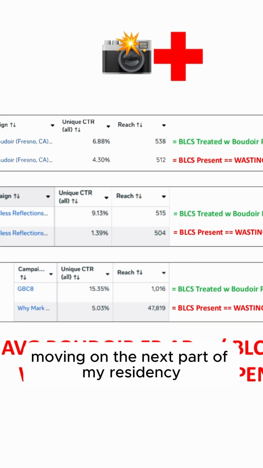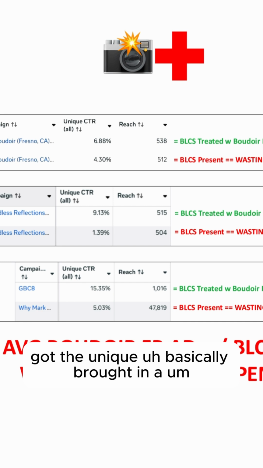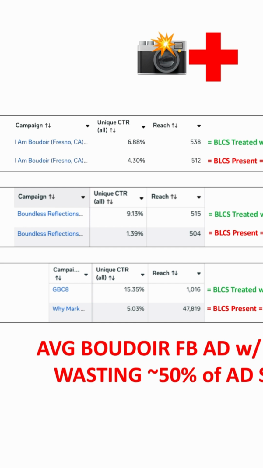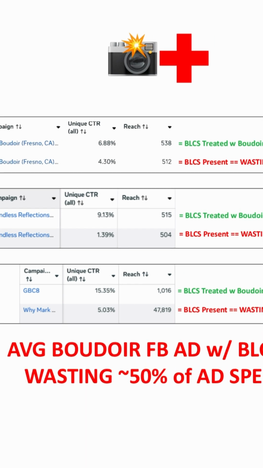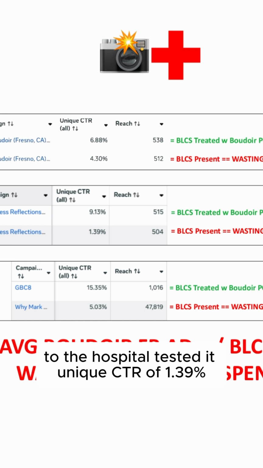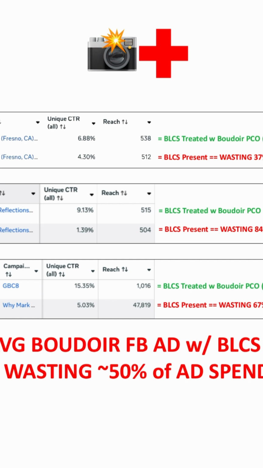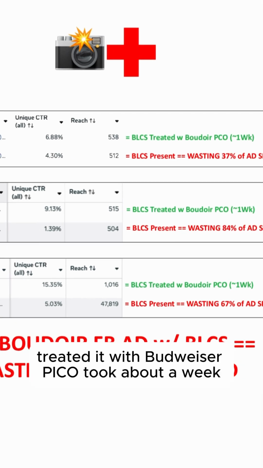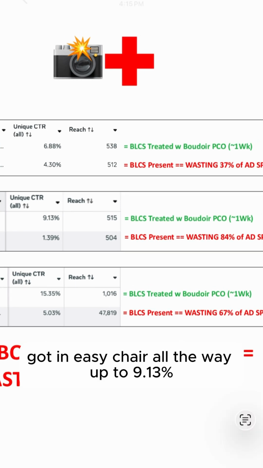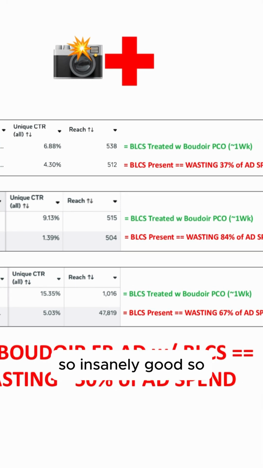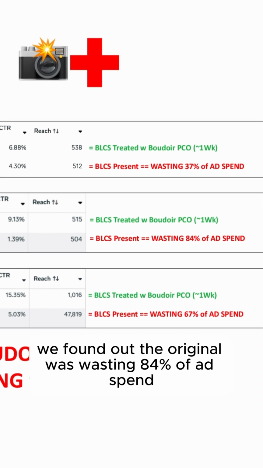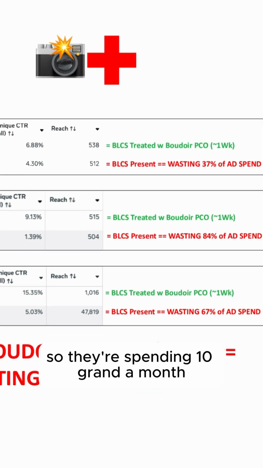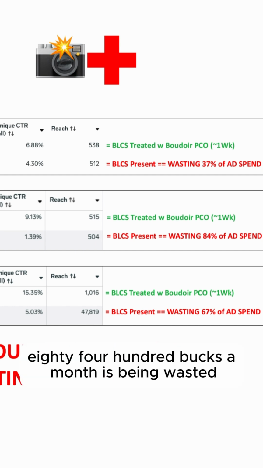Moving on, the next part of my residency, I brought another Boudoir Facebook ad to the hospital, tested it, unique CTR of 1.39%, and found out that BLCS was present. I duplicated it, treated it with Boudoir Pico, it took about a week, and got the unique CTR all the way up to 9.13%. So insanely good. So we found out the original was wasting 84% of ad spend. That's a ton of money. So they're spending 10 grand a month. Literally 8,400 bucks a month is being wasted.